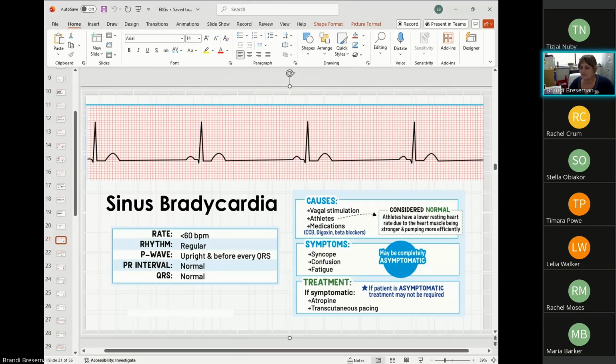And then if your atropine doesn't work, or if your bradycardia is so low that your patient's really not perfusing, we may do what's called transcutaneous pacing. So, how many of you have seen a crash cart or a defibrillator? I've seen it at one of the most clinicals.